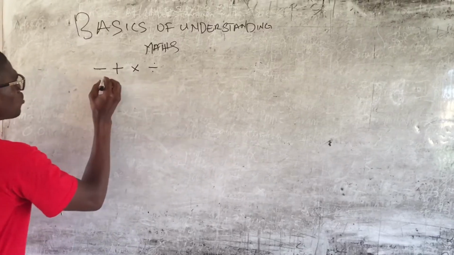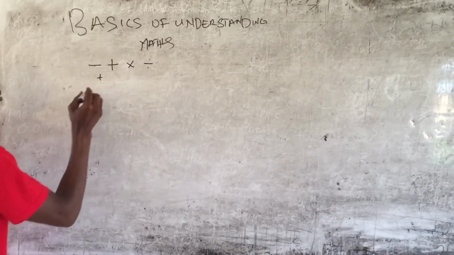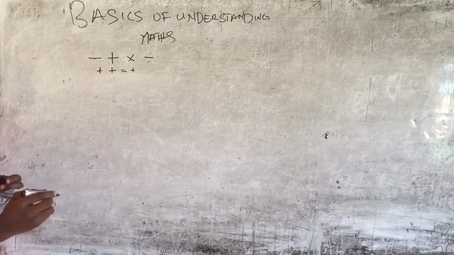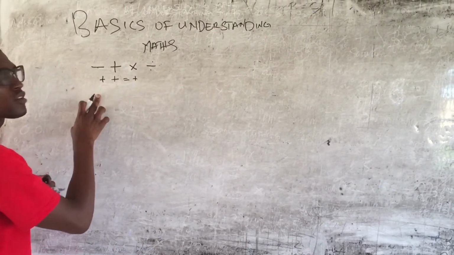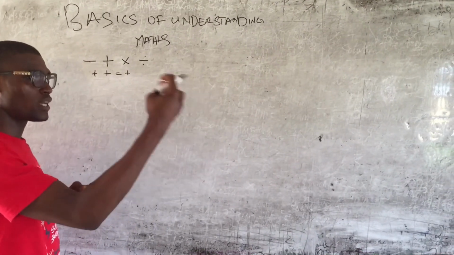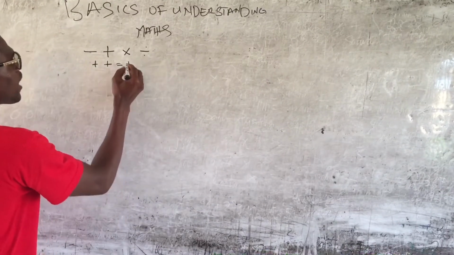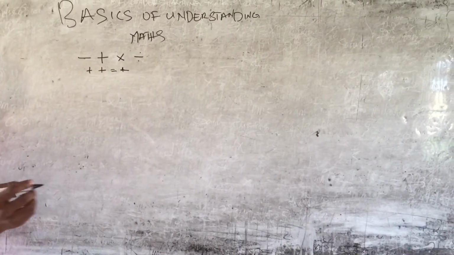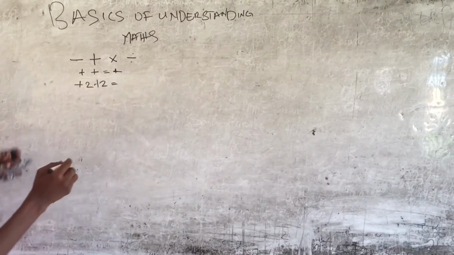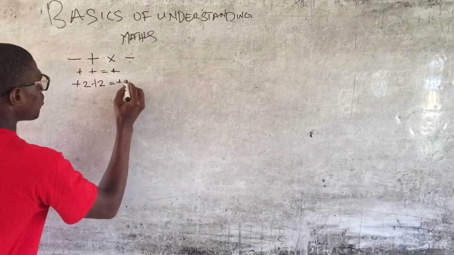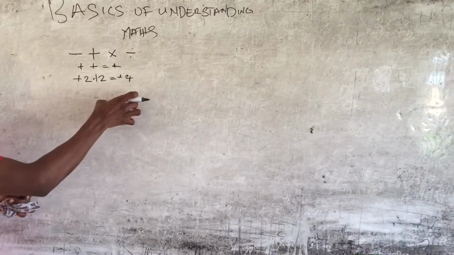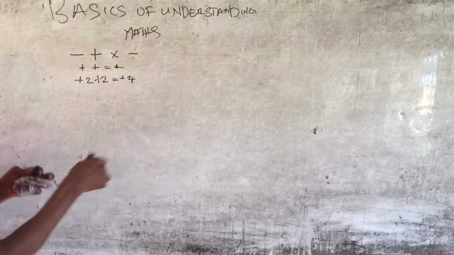Then, I have the plus sign. If I have plus and I also have plus, my result will be plus. If somebody borrowed money from me and the person also borrowed, that means somebody is owing me. I'm gaining. So that's why we have plus sign. So example, if I have plus 2 and plus 2, the result would be plus 4. Because somebody borrowed and the person also borrowed, which is my own. So it's adding, you are not losing anything.